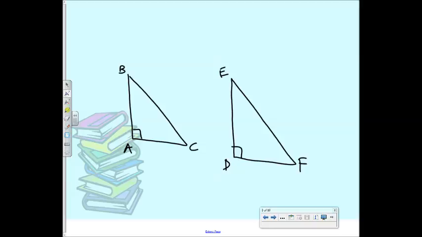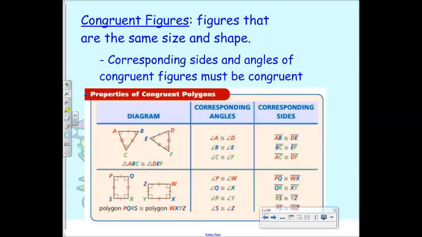So when we're talking about proving triangles or any shape congruent, to prove something is congruent, we need to prove that the corresponding sides and the corresponding angles are congruent also. So for instance, to prove that ABC is congruent to DEF in this diagram, we would need to prove that A is congruent to D, B is congruent to E, C is congruent to F, and then all the sides are congruent. And once we know that, then we can say that the two triangles are congruent.